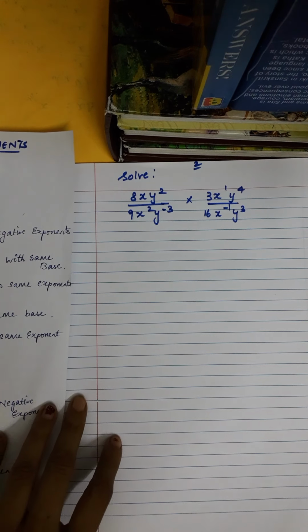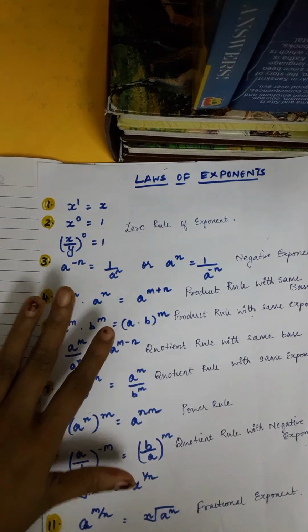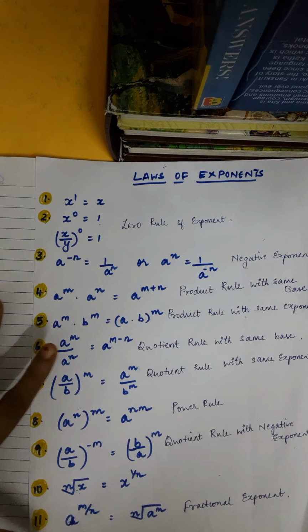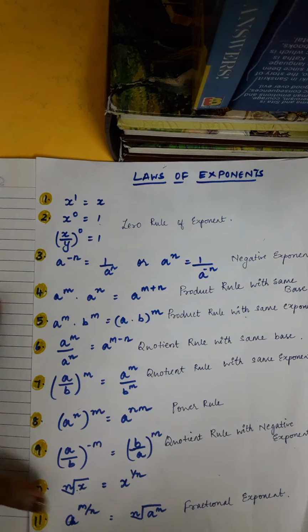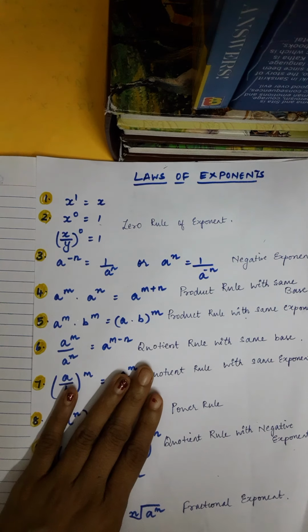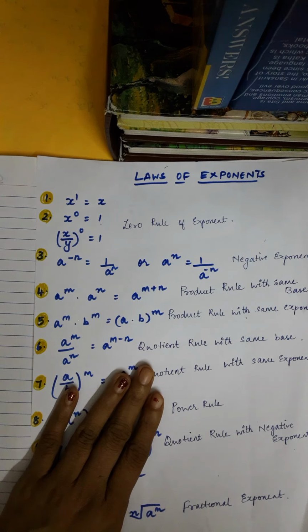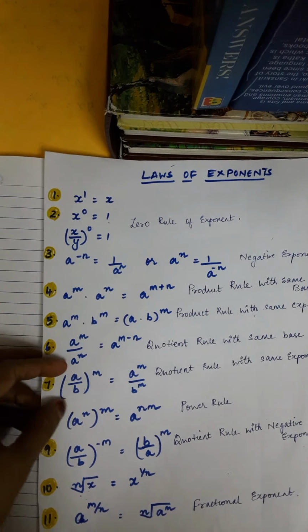Before solving, I would always suggest you keep the laws of exponents or the rules of exponents sheet separately. For example, you can write all the rules on a separate sheet of paper before solving the problem. With this sheet we can solve the problem very easily, and this will avoid a lot of confusion and also save a lot of time.